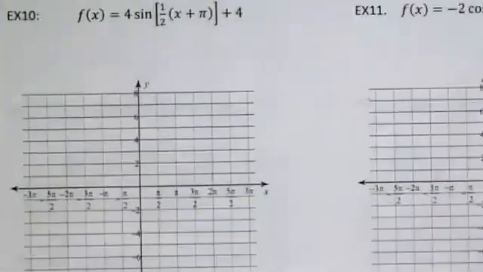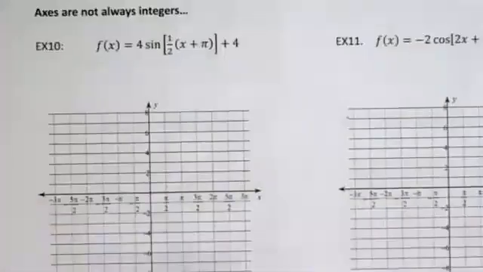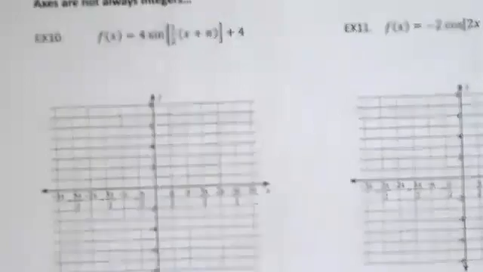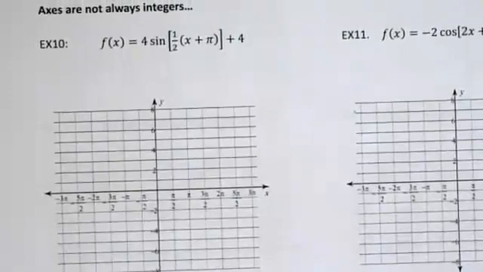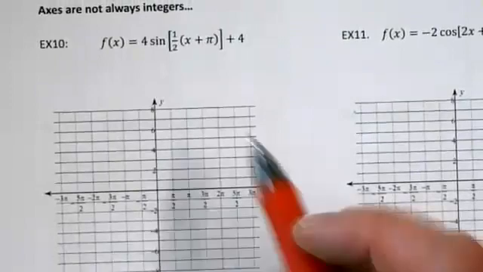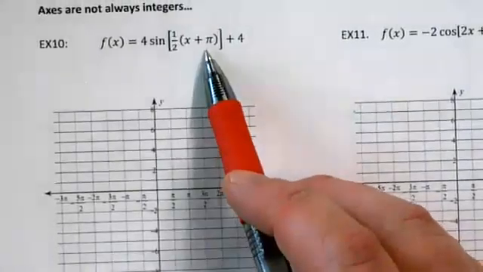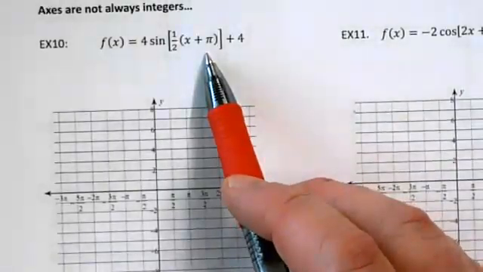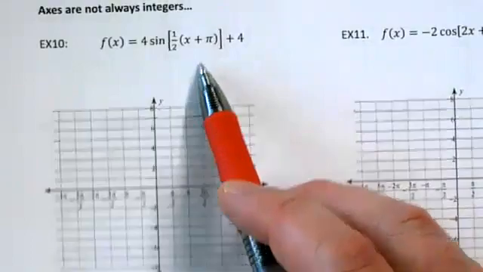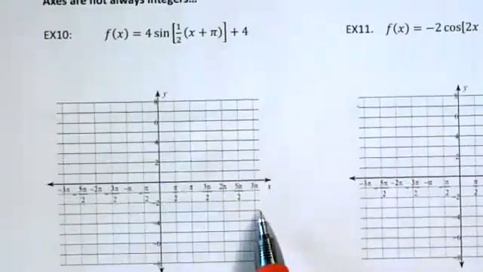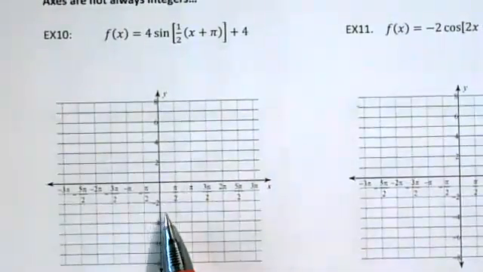So here's the deal. Hard truths, tough love here. Your period's not always going to be a nice whole number. Your graph's not always going to be shifted by some nice number. A lot of times your period is going to be in terms of pi, and a lot of times your shift is going to be in terms of pi as well, which means we're going to need a graph that is marked off in terms of pi instead of whole numbers.